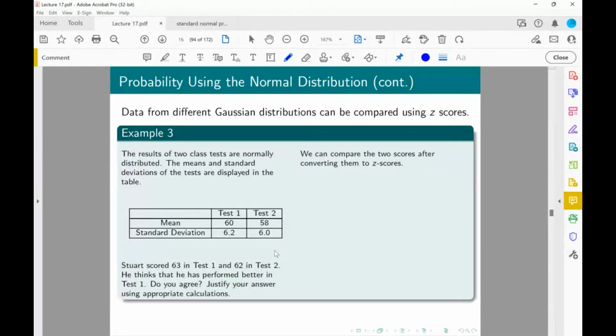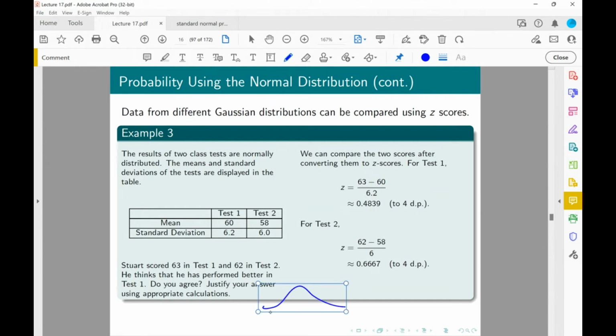So let's compute the 2 Z scores. For test 1, we would compute 63 minus the mean, over the standard deviation, which is 0.4839. So in test 1, Stuart scored at a rate of almost 0.5 standard deviations. If we look at test 2, we subtract off the mean and divide by the standard deviation. Stuart was at roughly a 0.67 Z score. So it's a higher Z score.